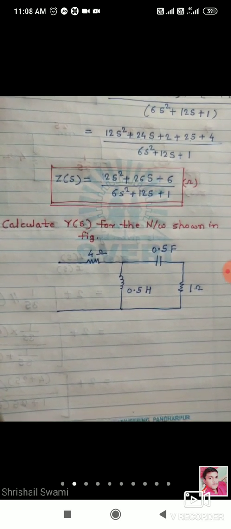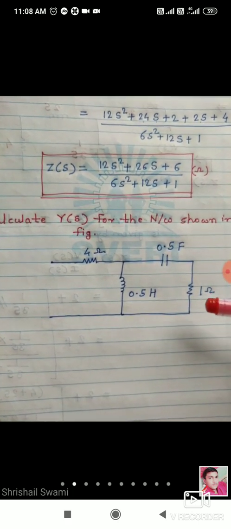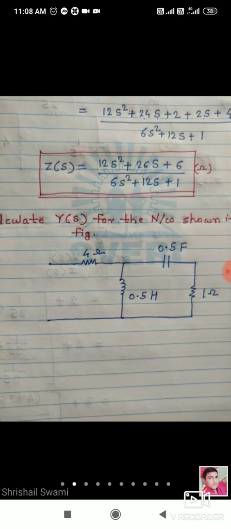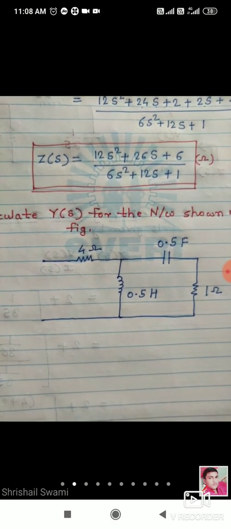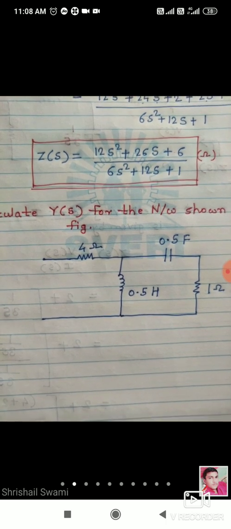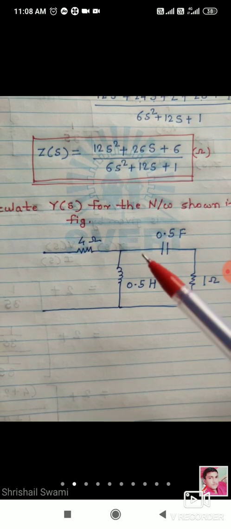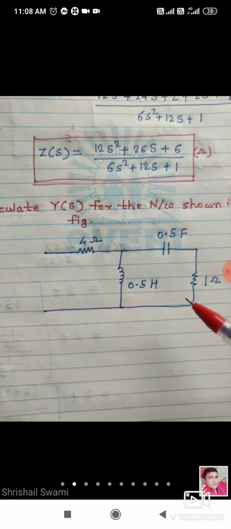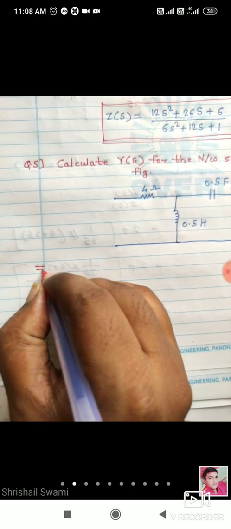How to start? First, check whether the circuit network is given in the S domain or the time domain. So this is given in the time domain. If it is given in the S domain, then directly solve it. So the time domain is given, meaning component values are given. So you have to convert into S domain. That we can do first of all.